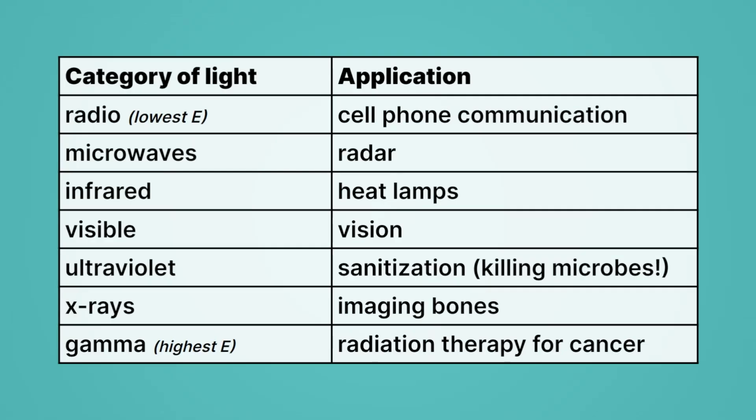All right, well, you should have ordered the light in this way: radio, microwaves, infrared, visible, ultraviolet, X-rays, and then the highest energy of all, gamma. Next to these categories of light, I've listed an application for each one. We did discuss multiple applications for some of these light categories, so in that case, you could have multiple answers.